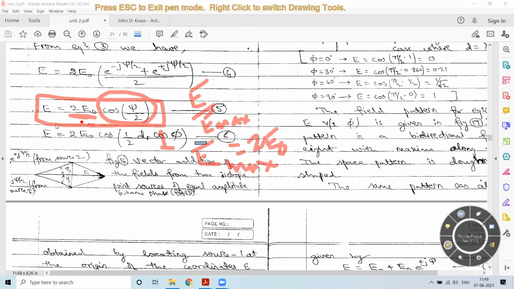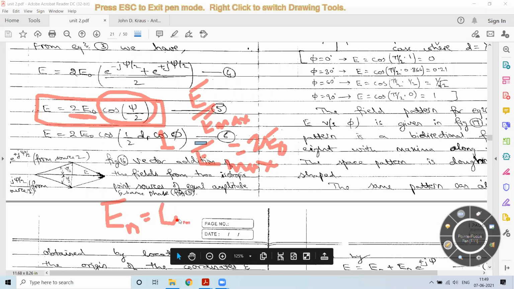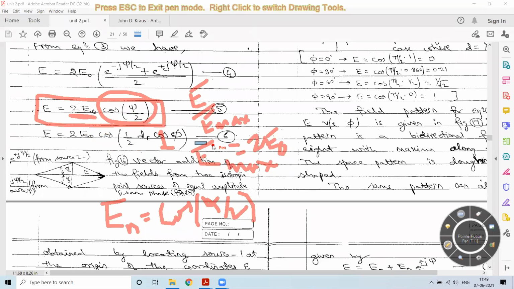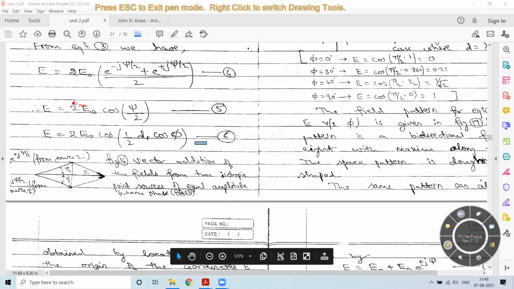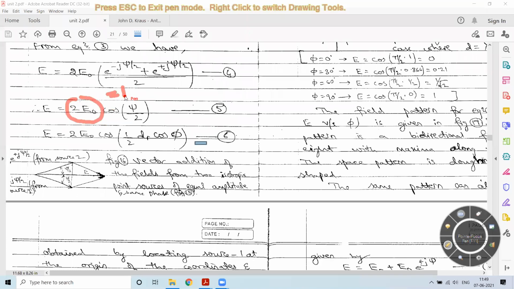When I divide this equation by 2 times E naught, I get the normalized field pattern, which is given by cos psi by 2. So 2 times E naught cos psi by 2 divided by 2 times E naught gives cos psi by 2. Sometimes they assume that 2 times E naught is equated to 1, which gives the normalized representation, E is equal to cos psi by 2. So sometimes we represent it in this form.